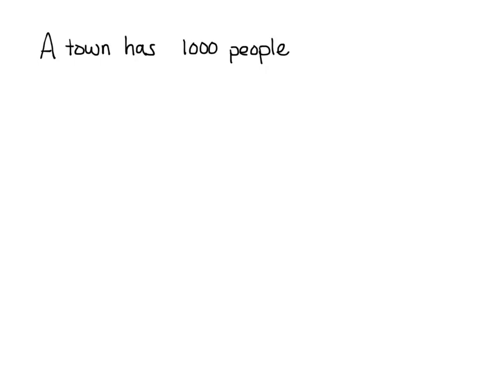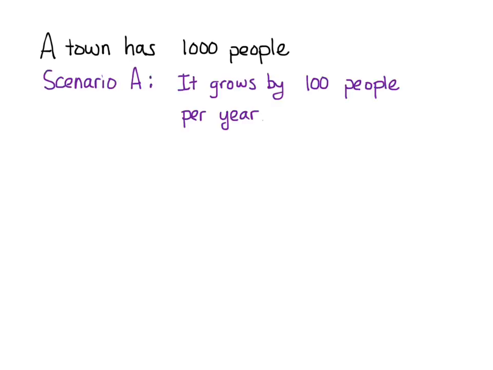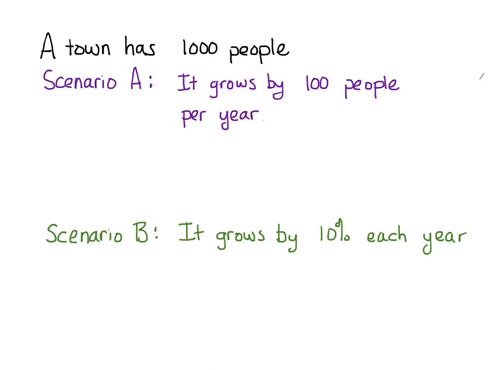Okay, so let's say this town has 1,000 people and it's going to grow. By one scenario, it'll grow by 100 people per year. Hopefully you will recognize that that means it's a linear function, right? Let's say another scenario is that it grows by 10% every year.